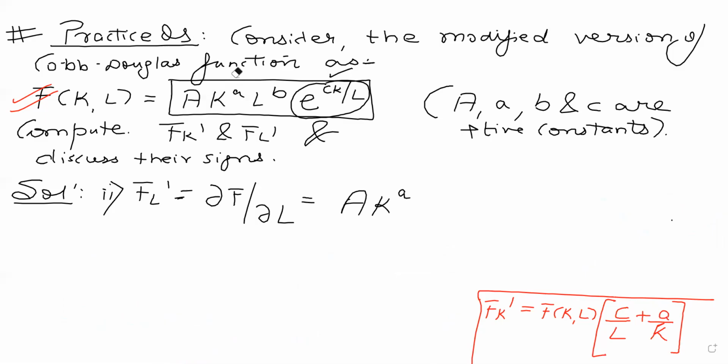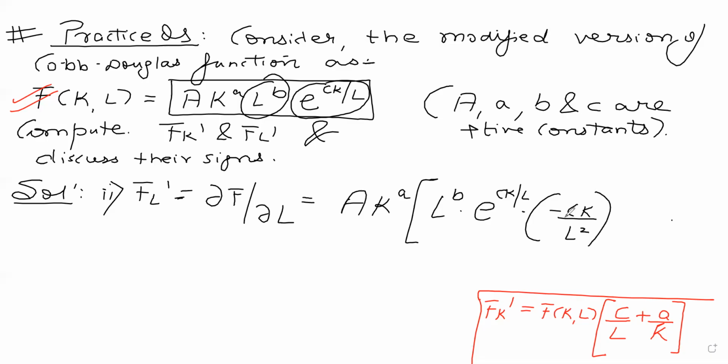Now we are going to apply the product rule in 2 terms, l to the power b and e to the power ck by l. So it's going to be L to the power b into e to the power ck by l times minus ck by l square, when I differentiate ck by l partially with respect to l, plus, by the product rule, e to the power ck by l times the derivative of L to the power b, which is b L to the power b minus 1. Let me write it more clearly.